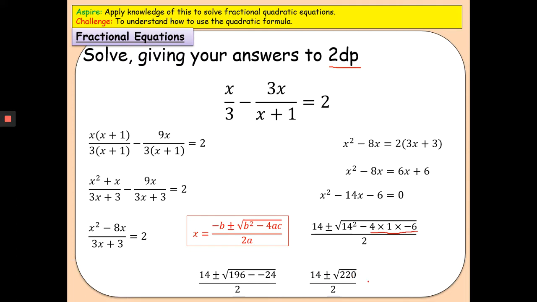And now I'm just going to put them into my calculator separately. So I'm going to do 14 plus root 220 over 2. And that's going to get me 14.42 to 2 decimal places. And then I'm going to put the second one in, 14 minus root 220 over 2. And I'm going to get minus 0.42 as my answer.